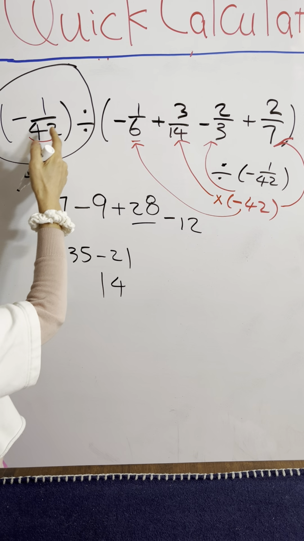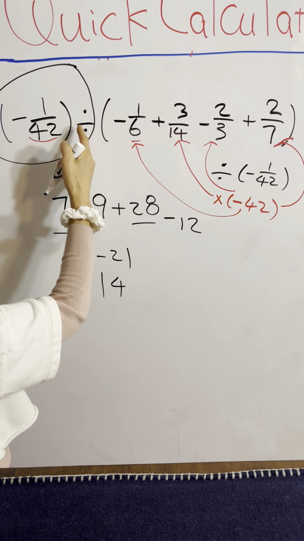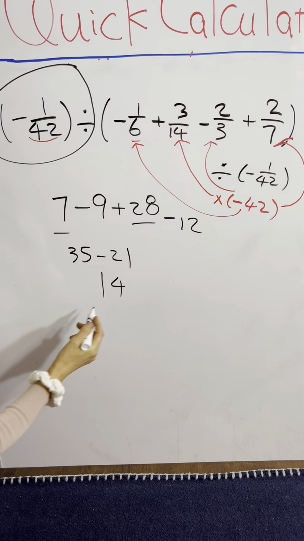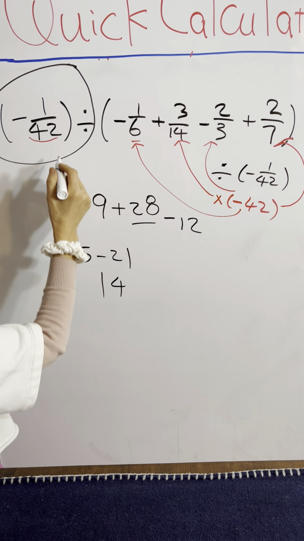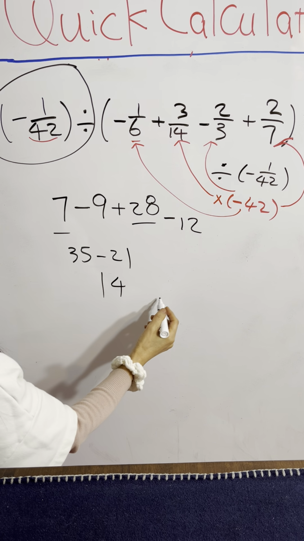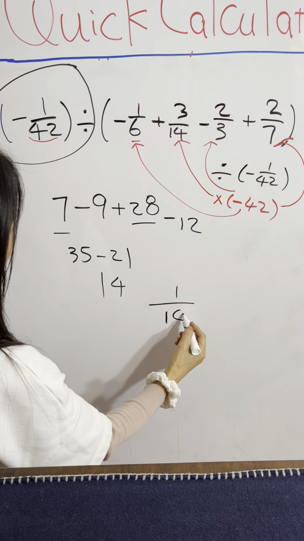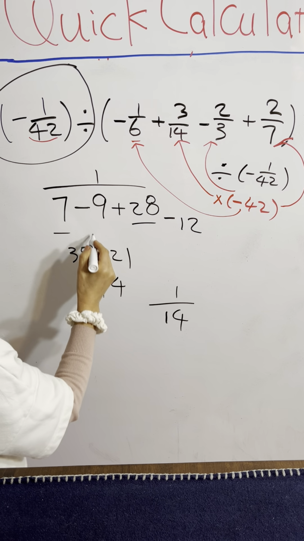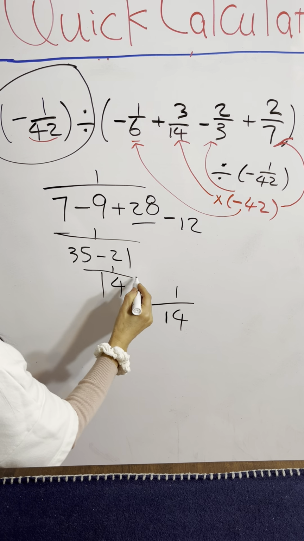But the original question is I have this one divided by this. So what am I going to do? So the answer is 1/14. Okay, I have to put a 1 over it. 1/14.